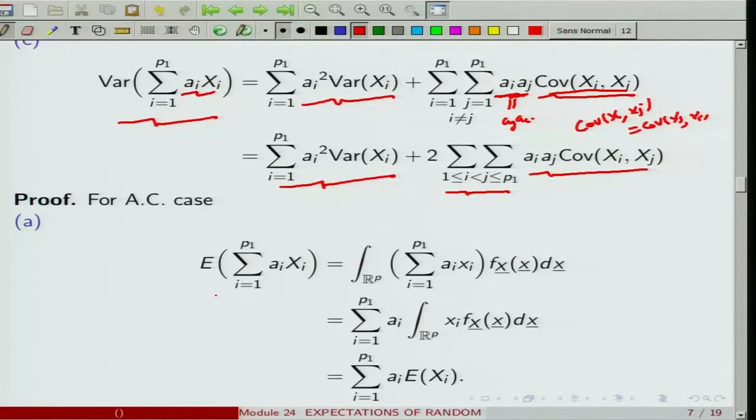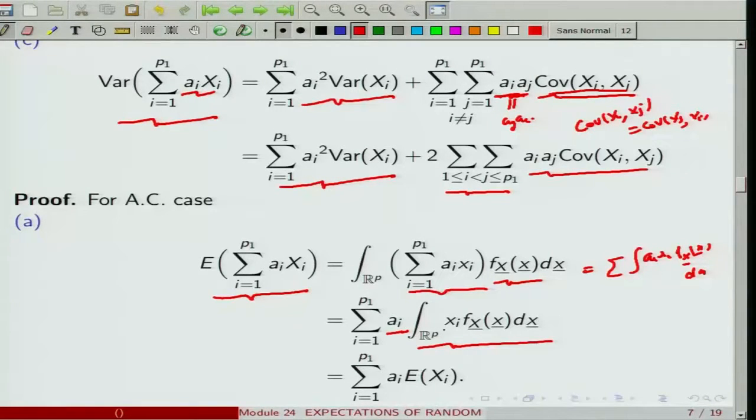So, expected value of summation i equal to 1 to p1 a_i x_i, that means I have to integrate out this quantity along with the joint PDF of x, and I know that integral of sum is same as sum of integrals. So, it would become summation a_i x_i f_x(x), but a_i is constant. So, that goes outside the integral and it becomes this. So, here I am integrating out x_i with the joint PDF f_x(x).